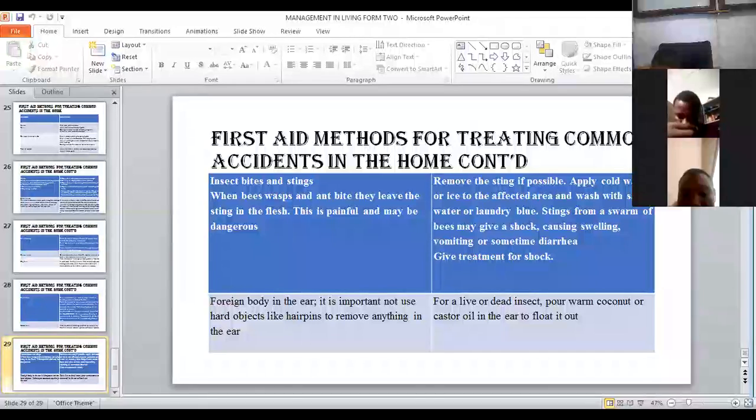Sometimes you just be there and you feel something is moving in your ears. Then you pick this cotton bud. Something is moving in your ear. You pick cotton bud. You want to remove it, and then the cotton bud rather that you want to use to help remove that thing gets stuck in your ear. What do you do?